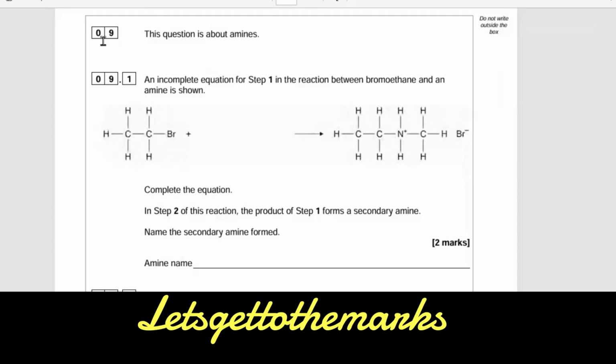This question's about amines. 9.1. An incomplete equation for step 1 in the reaction between bromoethane and an amine is shown. Complete the equation. In step 2 of this reaction, the product of step 1 forms a secondary amine. Name the secondary amine formed. So these 2 little bits are worth 2 marks.